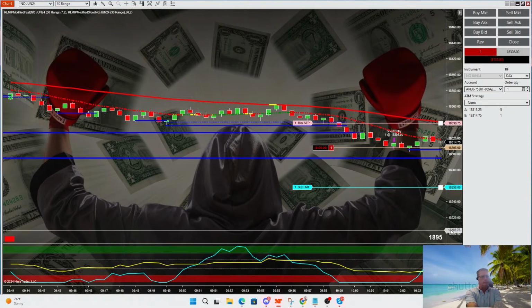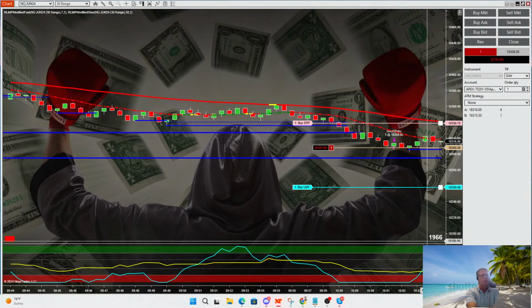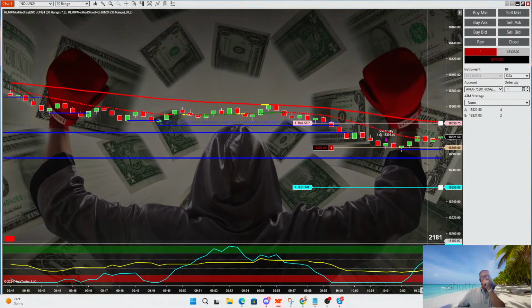Good volume. We're about 2,000 contracts a minute. You can see the price action. It's not an easy market.